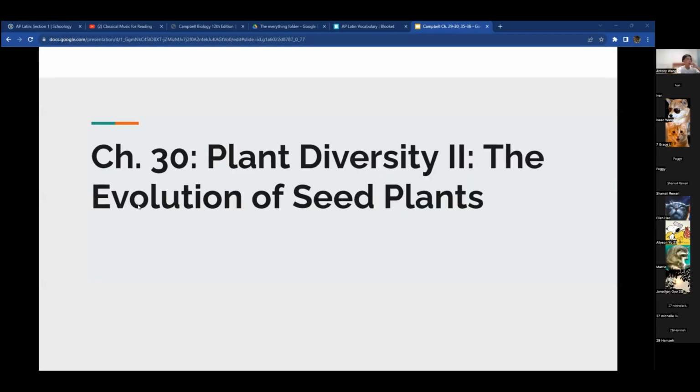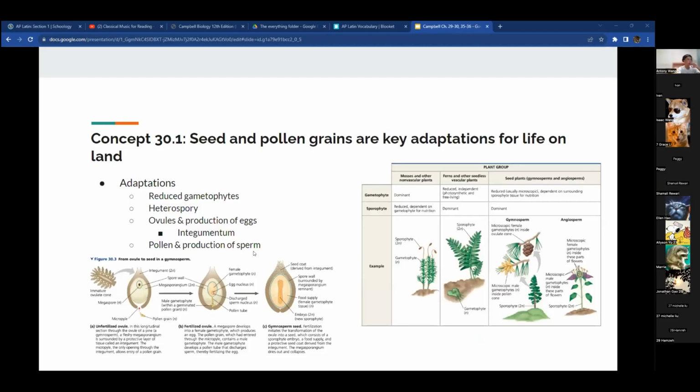That concludes chapter 29. Chapter 30, Plant Diversity 2, the Evolution of Seed Plants. So here we get into the vascular plants. Remember, bryophytes are non-vascular. These plants have vasculature, which means that there are conducting tissues, tissues that bring nutrients and water from one part of the plant to another. We'll get into that in a bit.